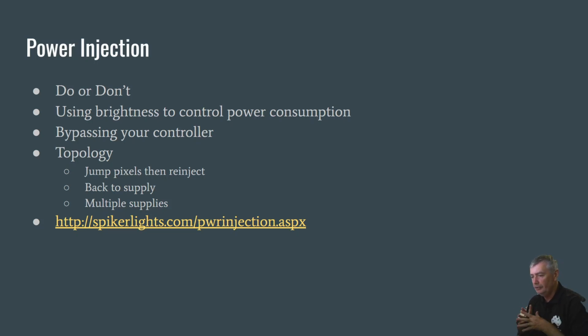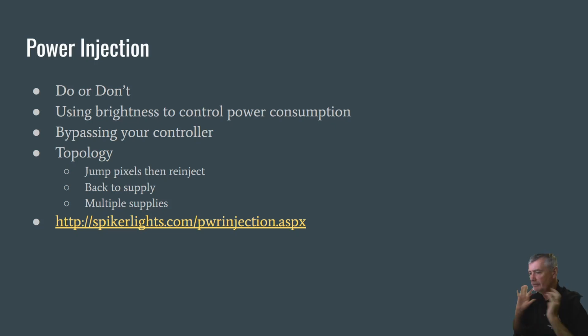A lot of users will use brightness to control power consumption. So by default, if you run lights at 100%, generally speaking, with 5-volt pixels, you should inject every 50 pixels, and with 12-volt pixels, you should inject every 100. Now you can stretch it, and you can do things like run 200 pixels, inject at the beginning, inject at 200, and maybe you can run another 100 after that and still get it. So you can get away with 2 power injection points for 300 pixels.